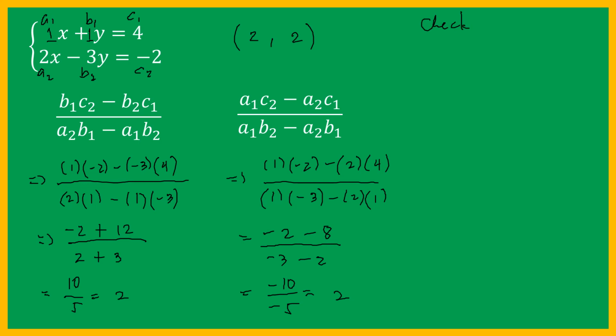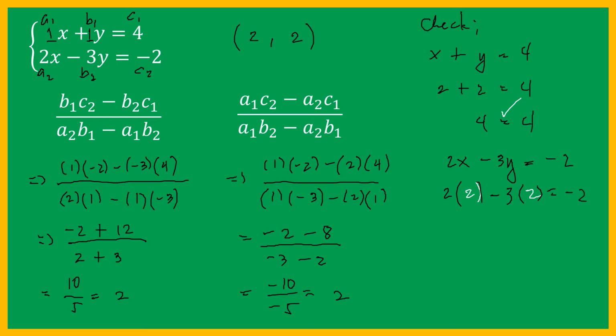Now, to check kung tama yung ating given, substitute lang natin siya dun sa dalawang equation. And that would be x plus y is equal to 4. So, simply, 2 plus 2 is equal to 4 and 4 is equal to 4. That is correct. Then, to the second equation, we have 2x minus 3y is equal to negative 2. By substitution, we have 2 times the value of x is 2 minus 3 times the value of y is also 2, and then it is equal to negative 2. So, simplifying, we have 2 times 2 is 4, and then negative 3 times 2 is negative 6. That would be negative 2, and 4 minus 6 is negative 2, which is also equal to negative 2, and our solution is correct.